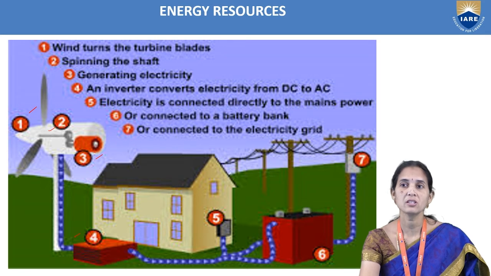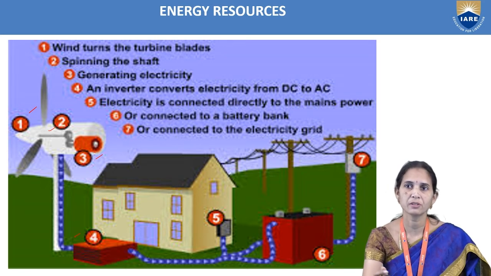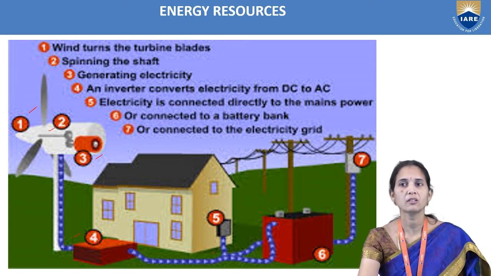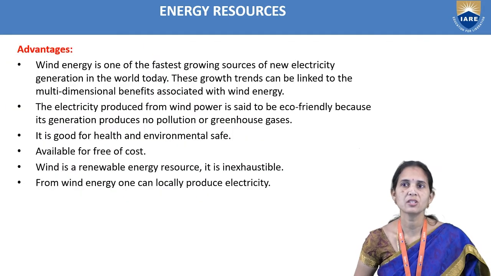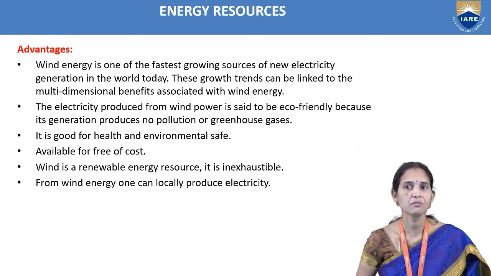Okay, electricity is connected directly to the main power. So we can see in this diagram directly we are passing electricity to the houses, or connected to the battery bank, or connected to the electricity grid. So what are the advantages? Wind energy is one of the fastest growing sources of new electricity generation in the world today. These growth trends can be linked to the multi-dimensional benefits associated with wind energy.